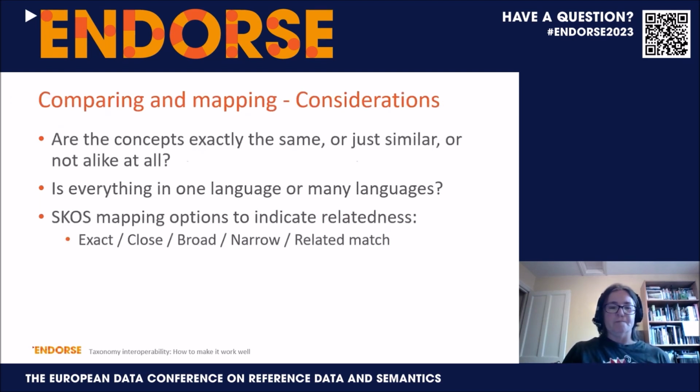So that's some of the really common use cases. So how do you actually do it? And this is something that I often get asked when I'm brought in to do a project around taxonomy mapping. You need to think about, are the concepts exactly the same, or are they just not the same at all? Because we all know from language that words and meanings can be ambiguous. The same word can have many meanings, two words can have the same meaning.